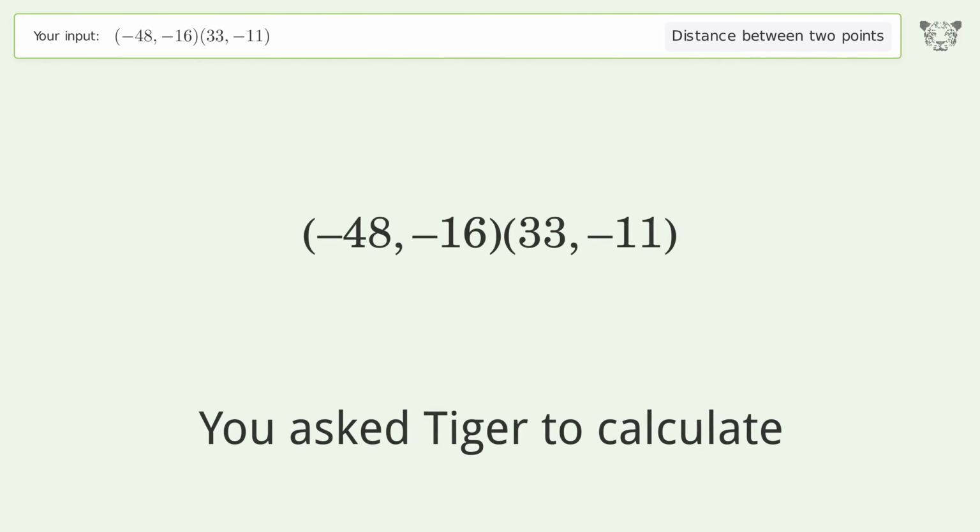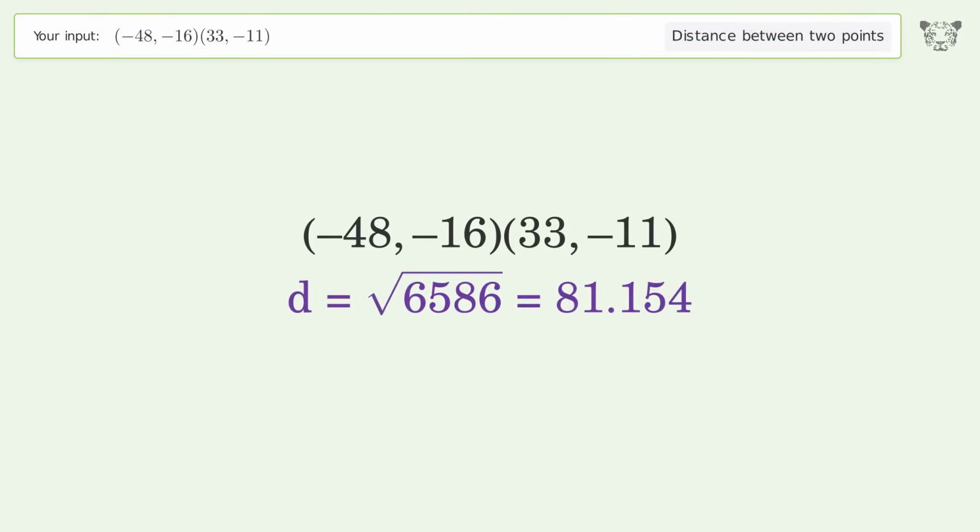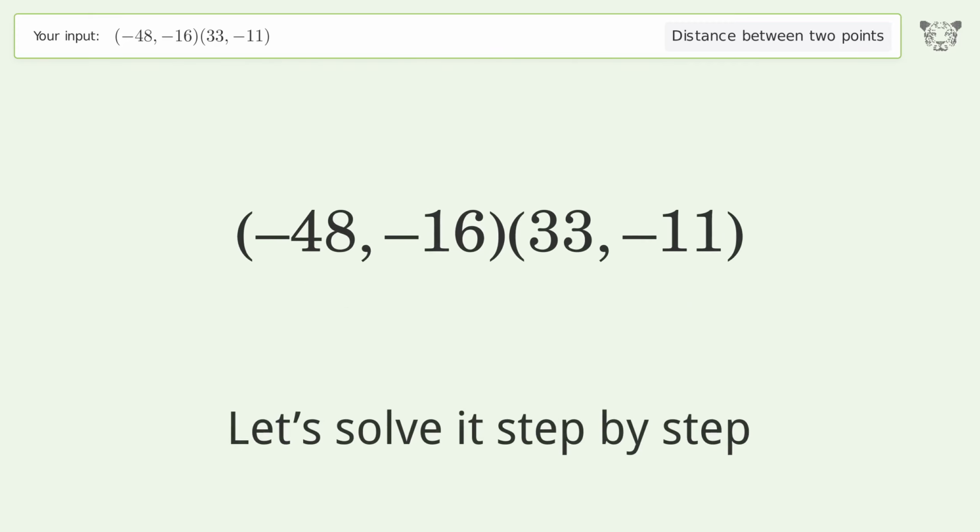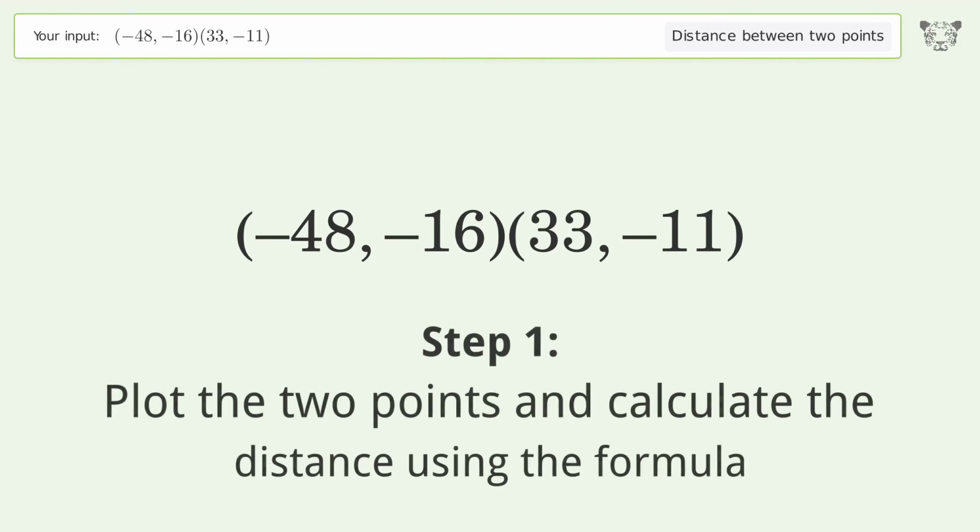You ask Tiger to calculate. This deals with the distance between 2 points. The distance between the 2 points is the square root of 6,586, or 81.154. Let's solve it step by step. Plot the 2 points and calculate the distance using the formula.